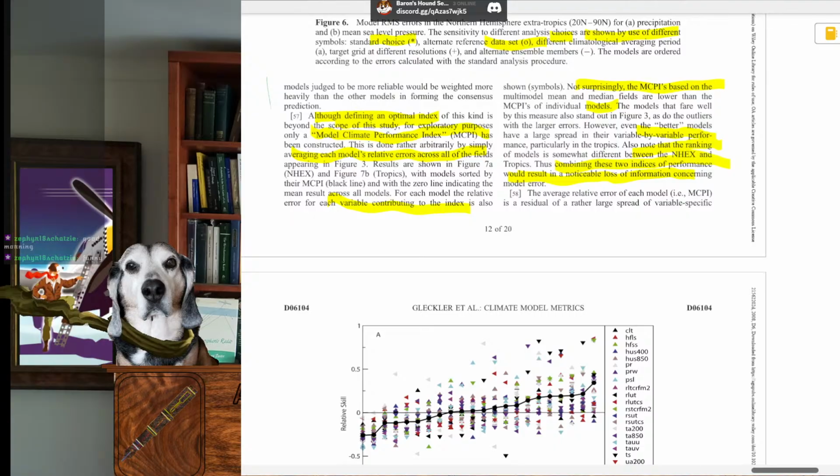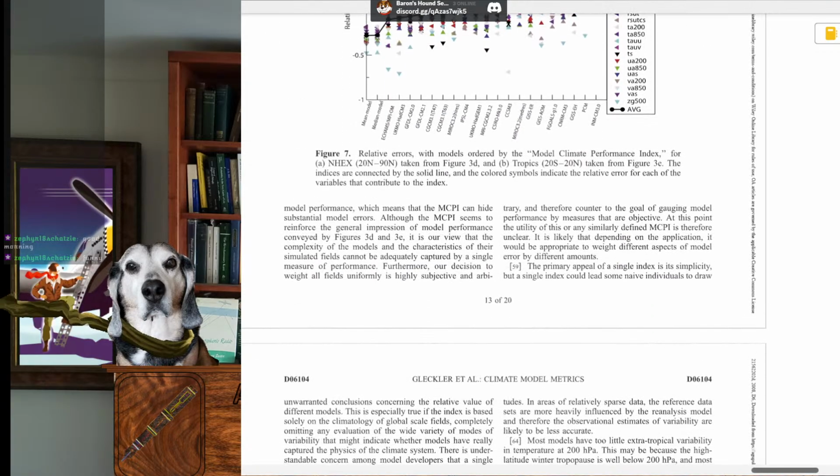Okay, the average relative error, which MCPI can hide substantial errors. See, this is what's so difficult, right? You're trying to figure out what the best model is to use, but the ways in which you try and compare them are necessarily going to be weighting your answer in different ways. And so you have to be very selective with how you make these cross comparisons.